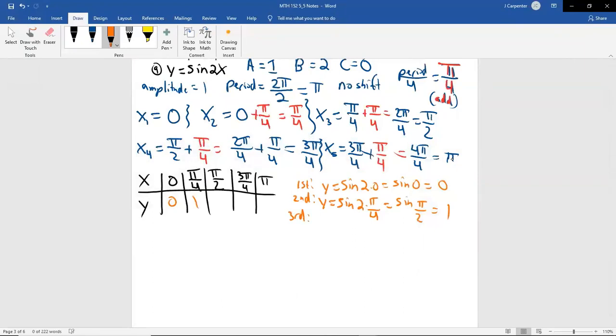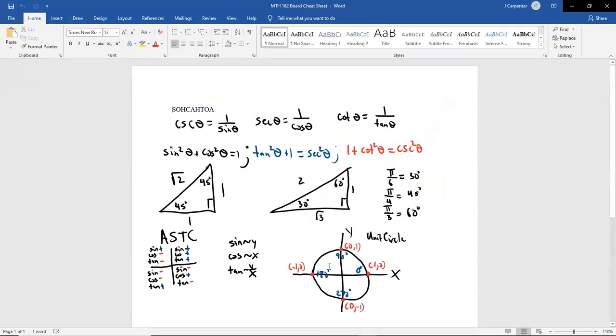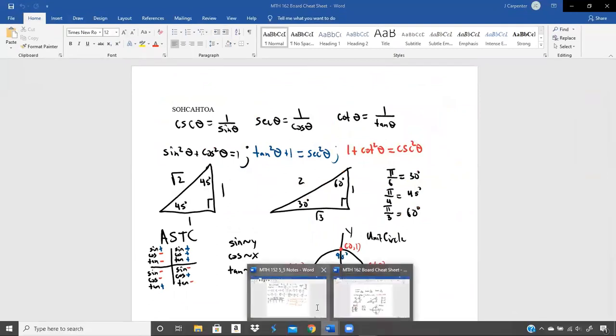For the third point, we're going y equals, let me put that third, erase, you silly goose. Third, there we go, y equals sine of 2 times pi over 2. The 2's will cancel, and you just get the sine of pi, which is 180 degrees. Sine of 180 degrees is right here, y coordinate 0, so the sine is 0.